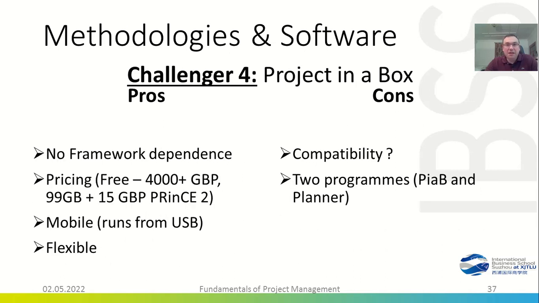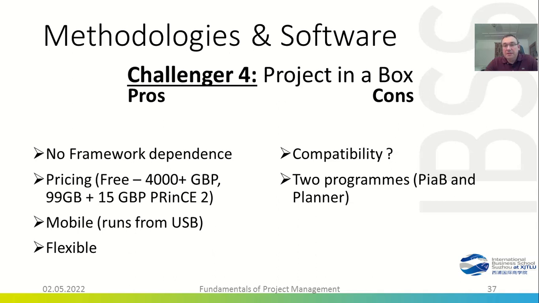Now, Project in a Box aims to be completely framework independent. It is priced from free to 4,000 and more pounds. The standard version for using it in Prince 2 costs 99 plus 15 pounds. Those are 2018 prices. It can be run from a USB drive. So it is highly flexible. It doesn't matter which environment you are in. You just plug in your USB and start running it.